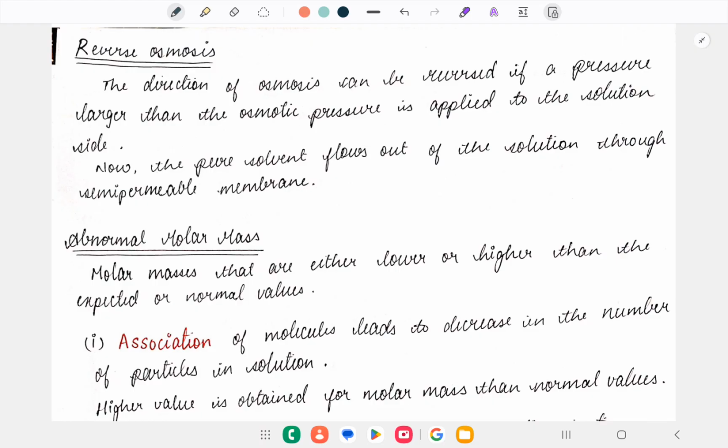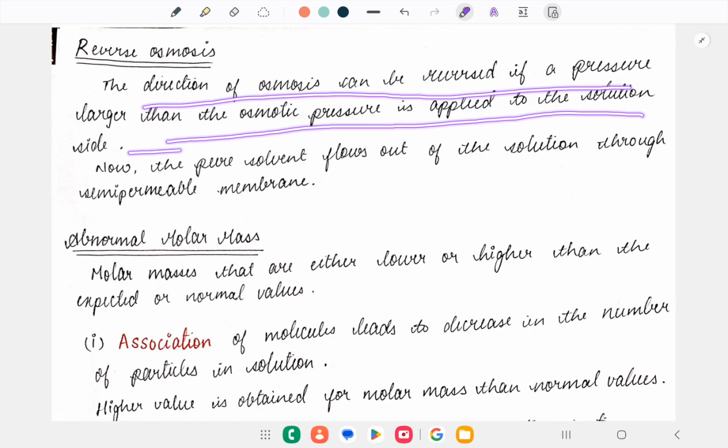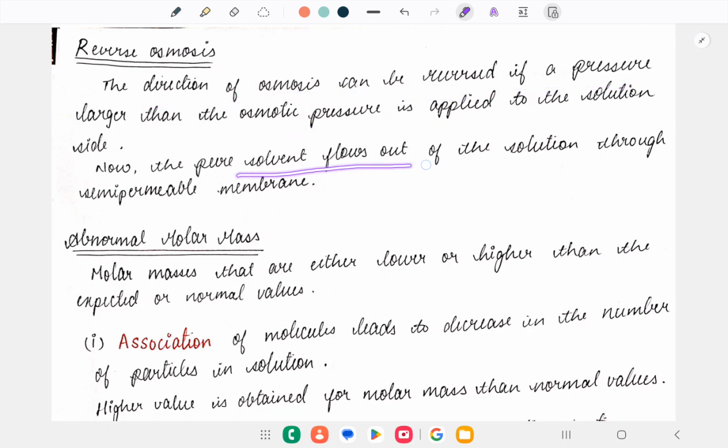Next we'll speak about reverse osmosis. Osmosis can be reversed if a pressure larger than the osmotic pressure is applied to the solution side. The pure solvent will flow out of the solution through the semi-permeable membrane. We'll further speak about this reverse osmosis while we are reading the NCERT.